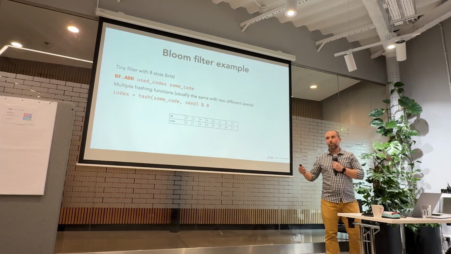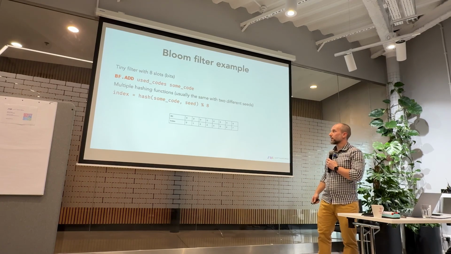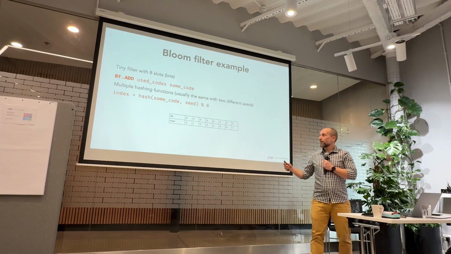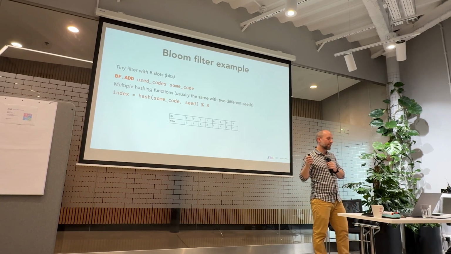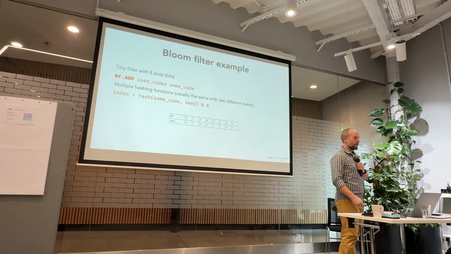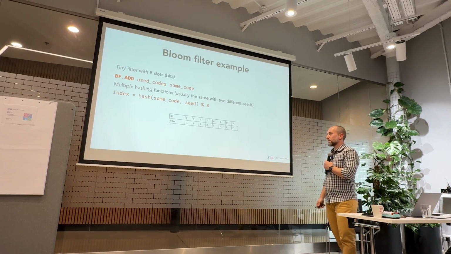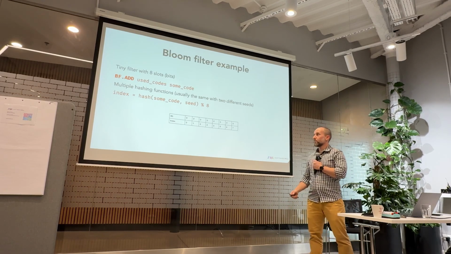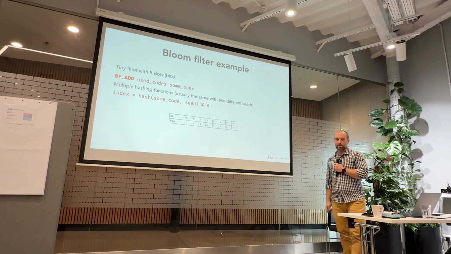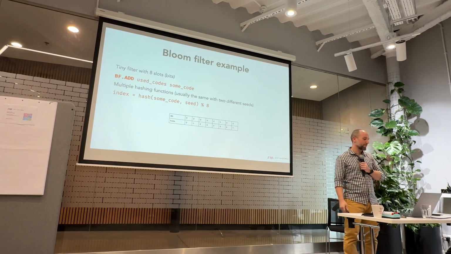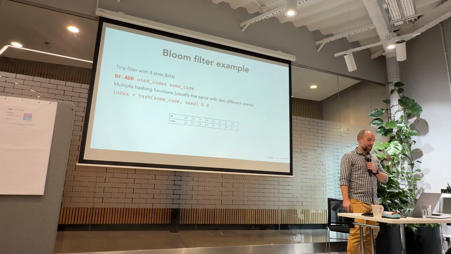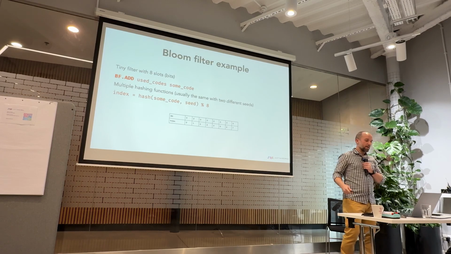So, a Bloom filter example, just to show you how it looks. Let's work on a tiny filter with just 8 fields so that you can see it. You add elements to the Bloom filter, unsurprisingly, with bf.add. Again, Redis commands are pretty self-explanatory and easy to remember. So you take bf.add, used codes, and some code.